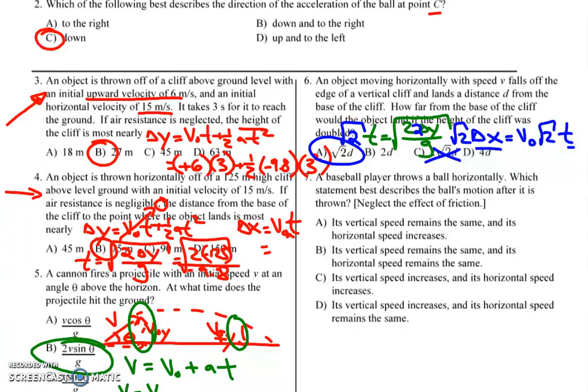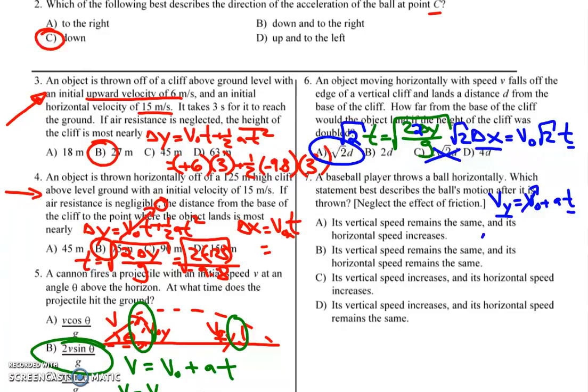All right, number 7 is a baseball is thrown horizontally. Which statement best describes the ball's motion? All right, so what do we know? If the ball is thrown horizontally, we know that its vertical speed starts off at rest and is going to increase at a factor of g. So in the vertical, Vy is equal to V naught, which we said is 0, plus At. So as time goes on, Vy goes up.